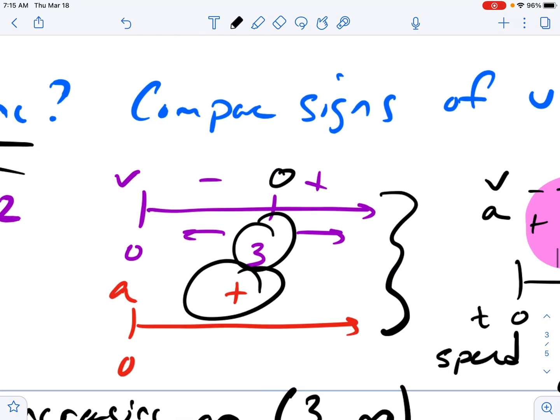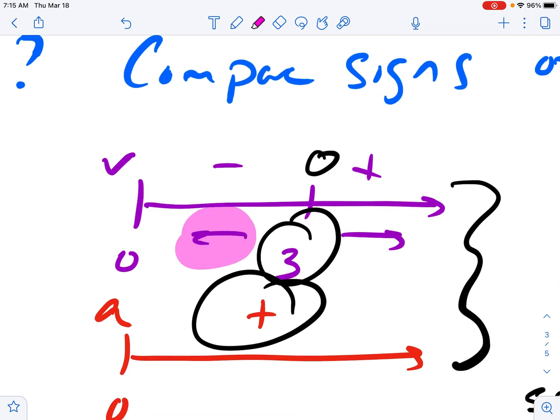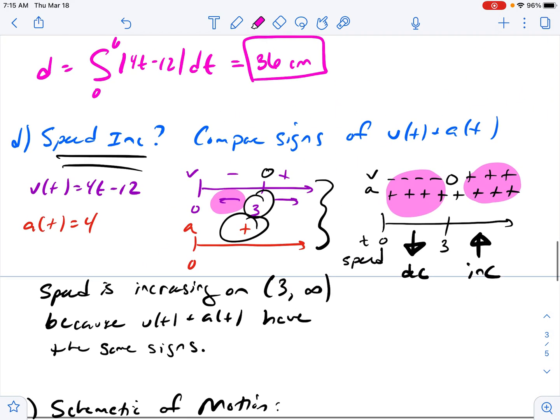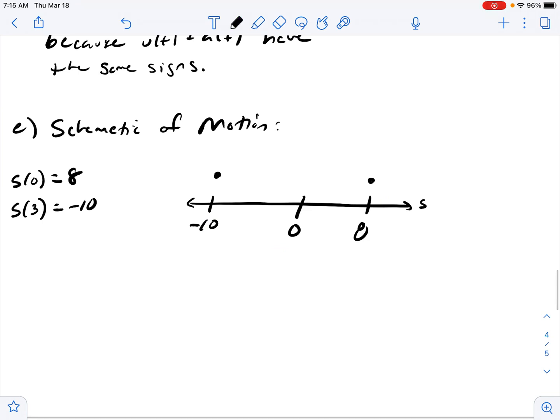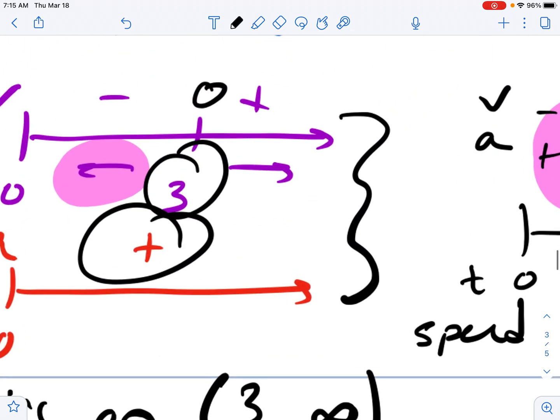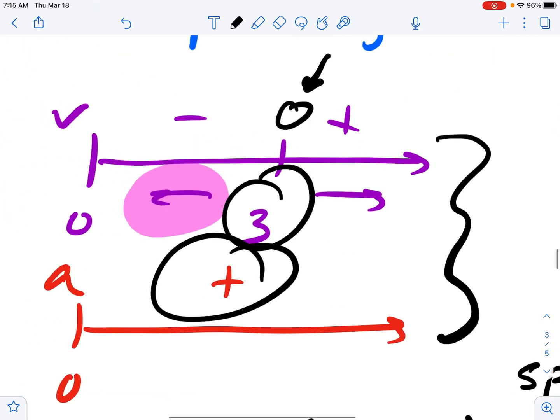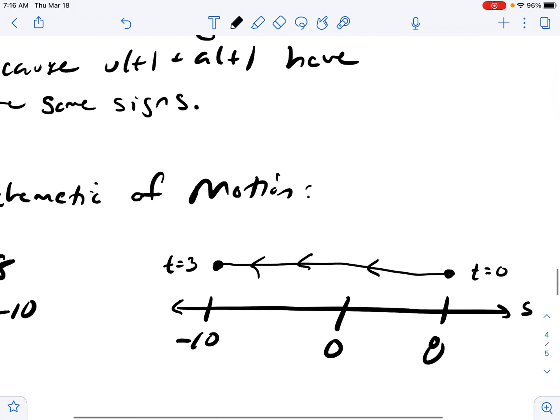We know that just looking at this velocity thing, we're moving to the left from time 0 to 3. Does that make sense with our dots? Yes, it does. So this is time 0. This is time 3. We label those. And which way did we travel? We traveled to the left on that interval. Then what happens at time 3? We momentarily stop, we change direction, and we head back to the right indefinitely.